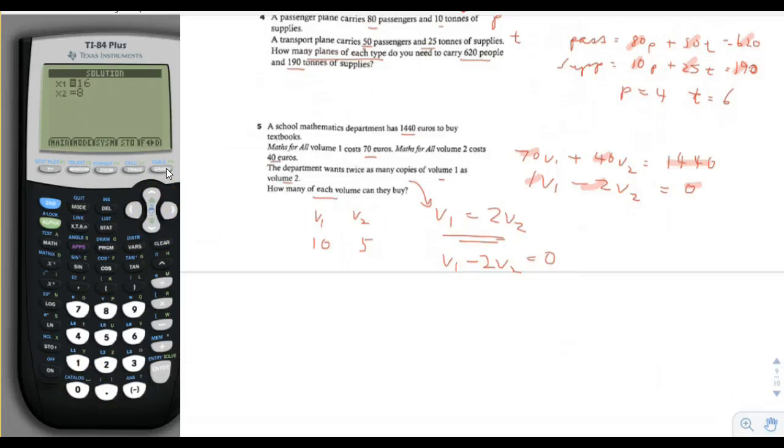And then we solve. And so for Volume 1, we're going to get 16. And for Volume 2, we're going to get 8. Okay? Volume 1, 16. Volume 2, 8. All right? And that's it for this last page.